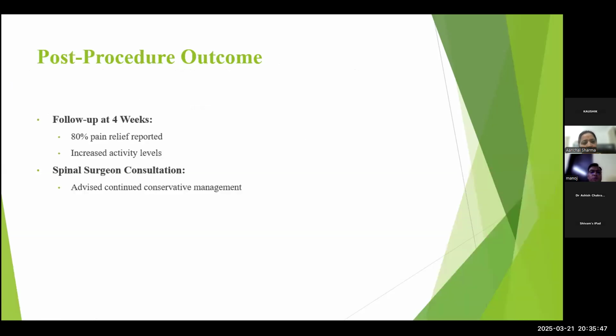And the patient was followed up at 4 weeks, and the patient reported more than 80% pain relief. And his activity was also increased. And the spinal surgeon consultation was also taken, who also advised continuing the conservative management.